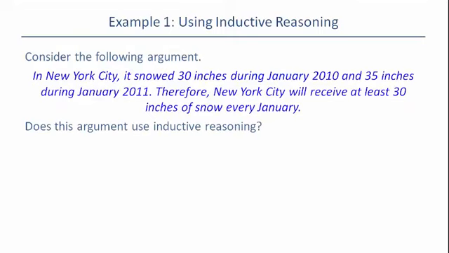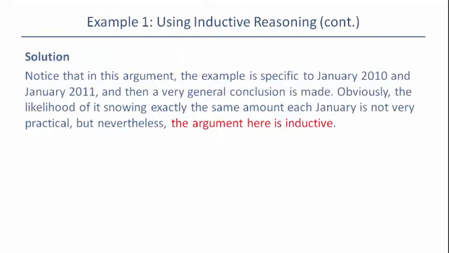In New York City, it snowed 30 inches during January 2010 and 35 inches during January 2011. Therefore, New York will receive at least 30 inches of snow every January. Does this use inductive reasoning? Well, there is a pattern, and they are generalizing, so therefore it is inductive. Now, is it a good argument? Probably not. And why does inductive reasoning not work in this case?